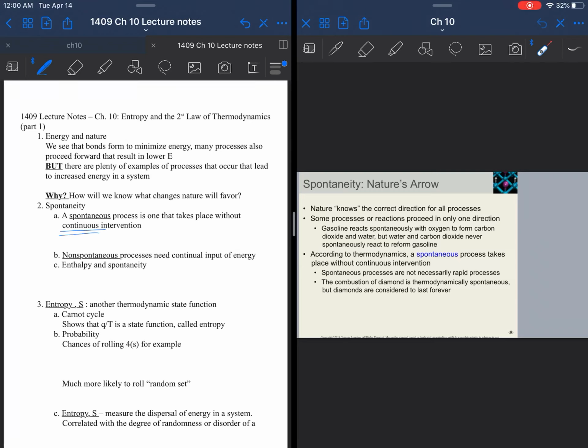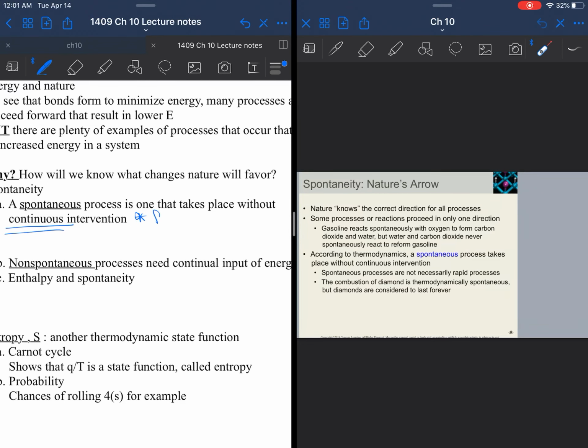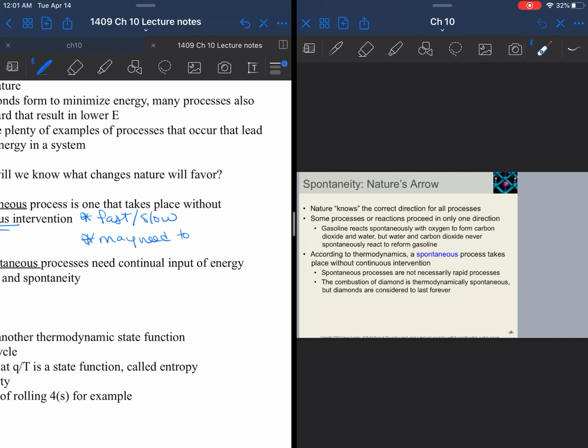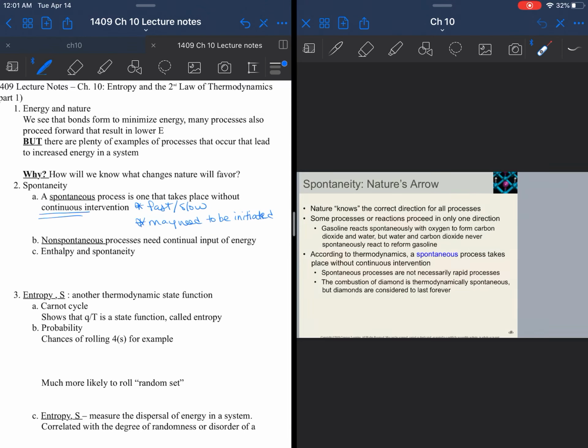That's going to start us off with our discussion first of just defining spontaneity. A spontaneous process is one that takes place without continuous intervention. This word continuous is really important. That doesn't mean that it doesn't need to be initiated, and it doesn't mean that it's fast, right? So let's make a couple notes here. Spontaneous can be fast or slow. It also may need to be initiated.